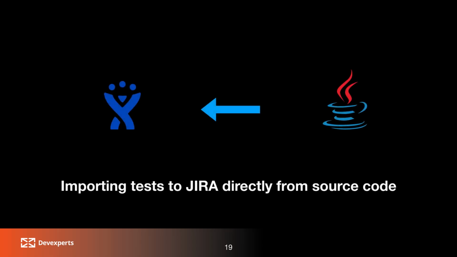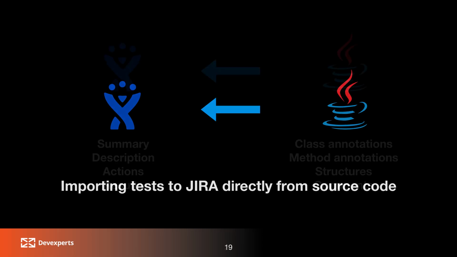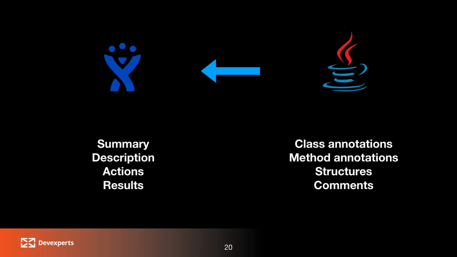Let's take a look at the last example of creating Jira test cases, human-readable Jira test cases, directly from the source code. So the idea was that we will be writing source code directly, in IDEA, Eclipse, whatever, and we will be using properly defined class annotations, method annotations. We will use proper JUnit structures, like before all, before each, etc. And we will make some predefined comments.